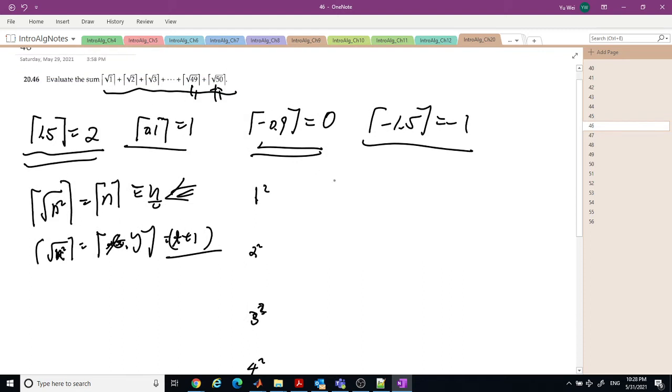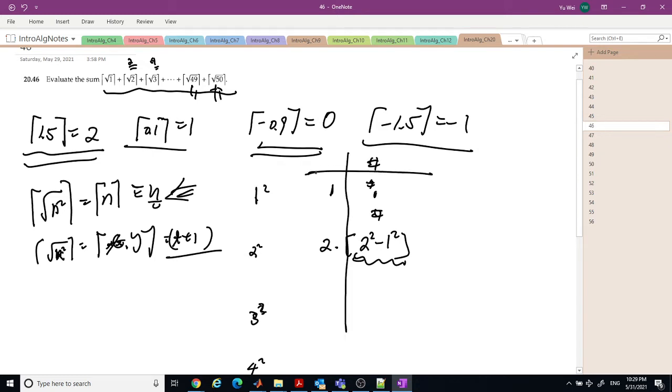1 squared, we only have 1, right? And 2 squared, how many 2s? From 2 to 4, right? They all round up, because it's 1 point something to 2, right? It's all getting 2. So the number of 2s is 2 squared minus 1 squared. This is the number of 2s. Okay, it's 1 and the number is 1. So here is the number. Here is the value.